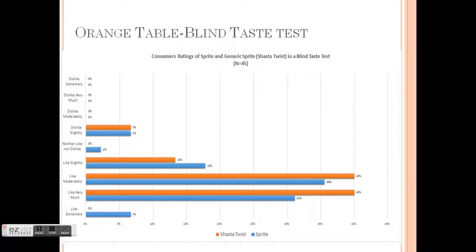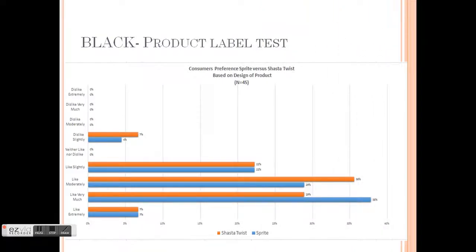On this slide, you can see a histogram of the results from the blind taste test. We learned that people liked Shasta Twist more than they liked Sprite. On this slide, you can see a histogram of the results from the product label test. These results also show that people liked Sprite almost as much as Shasta Twist. In some cases, they liked Shasta Twist more than Sprite, and overall they liked Shasta Twist more. The results from both of these tests were a little surprising to me, because going into this, I thought that people would like Sprite more than Shasta Twist.